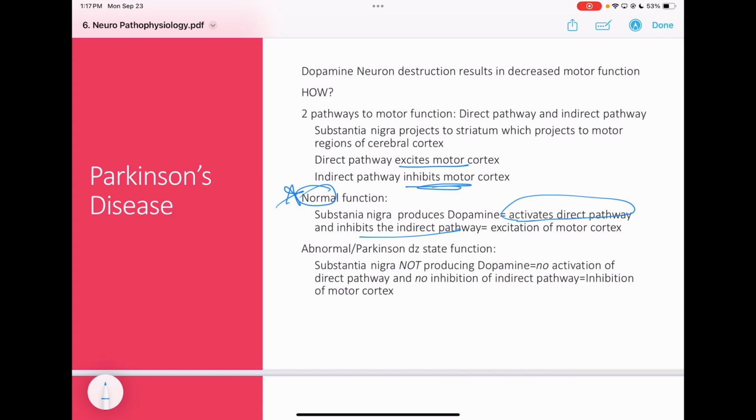Now, we're in a Parkinson's state. We lack dopamine. We don't have any dopamine anymore. So no activation of the direct pathway to excite it. And we're not inhibiting the indirect pathway. So the indirect is going to win out now. We get inhibition of the motor cortex. And that's why dopamine has its effects in the body. It doesn't stimulate the direct pathway anymore, so the indirect wins, no movement. And that's Parkinson's.